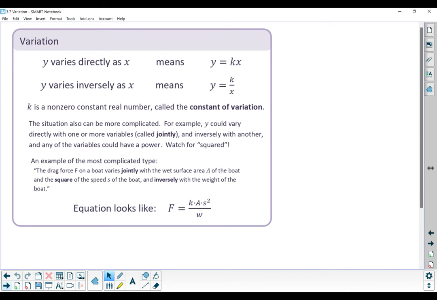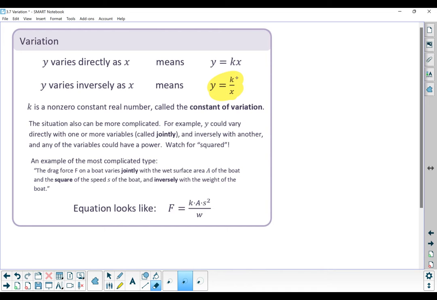So variation is a type of equation that we can set up. If we say y varies directly as x, that means y is equal to a constant times x. And in this little equation, I have the constant as k. And if y varies inversely with x, that means y is equal to a constant divided by x. So again, I'm using the constant k there. K is called the constant of variation.